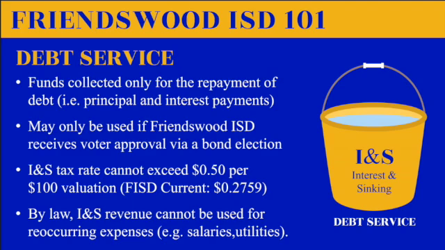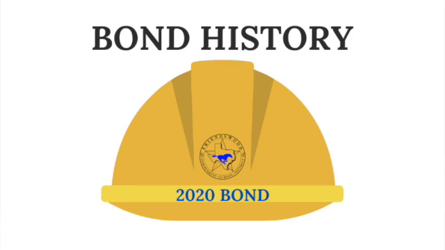When bond elections occur, the focus and impact is on the I&S tax rate. Funds collected from I&S tax rates are deposited to the district's debt service fund, which is responsible for the repayment of debt. Voter approval is required for bonds to be sold and these funds to be used. By law, the rate cannot exceed 50 cents per $100 of valuation, and the I&S rate revenue cannot be used for recurring expenses. The current I&S rate for Friendswood ISD is 27.59 cents.